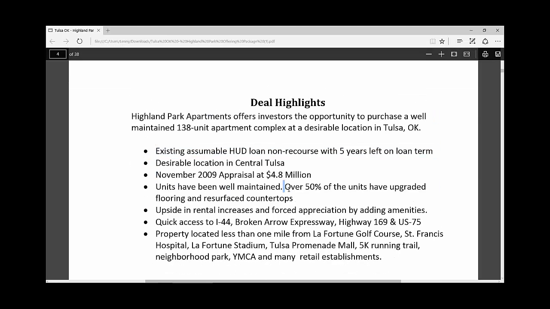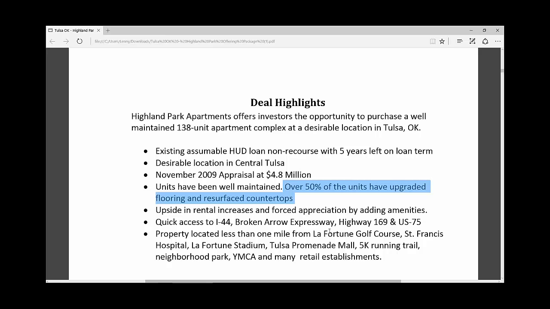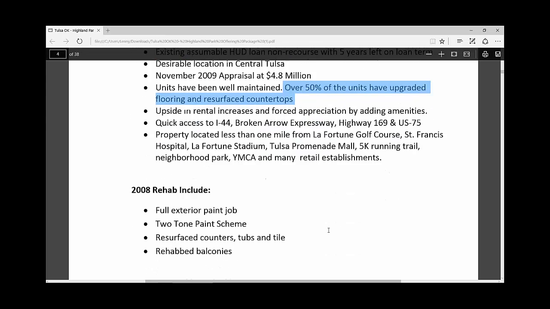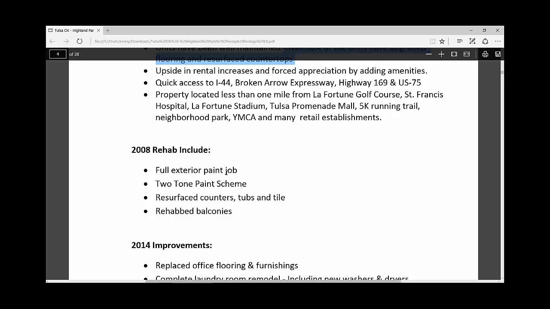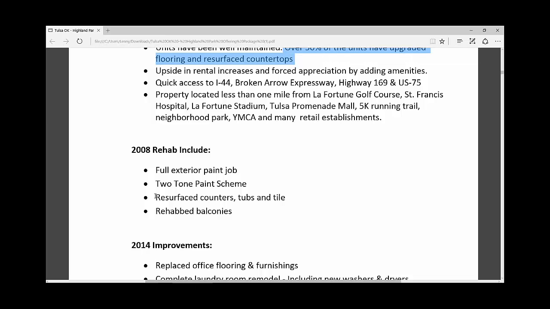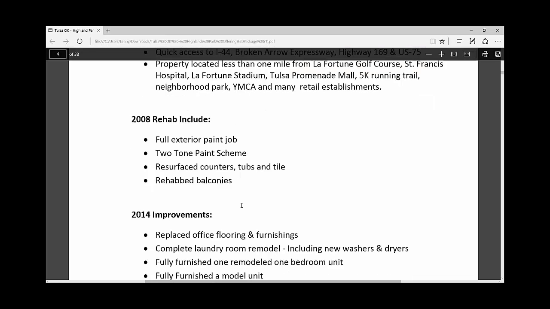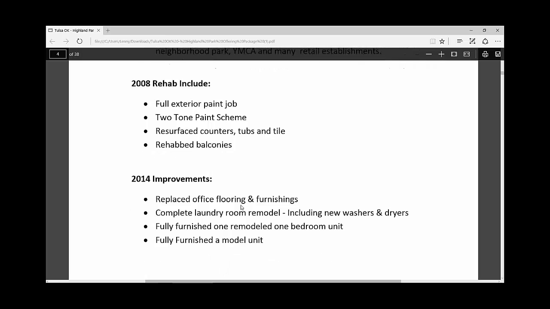All units have been well maintained. Over 50% of the units have been upgraded. Okay, over 50 means you still have a lot more to go, about another 60 units potentially to renovate. Let me see, what else do we have in here? 2008 full exterior paint job, two-tone paint scheme, resurfaced counters, tubs and tile, rehab balconies. That's it. Nothing on the appliances, nothing on the carpeting, nothing on the hallways. So the 2008 rehab was not that big of a rehab. This is still a 1968 property, which probably explains the 82% occupancy.